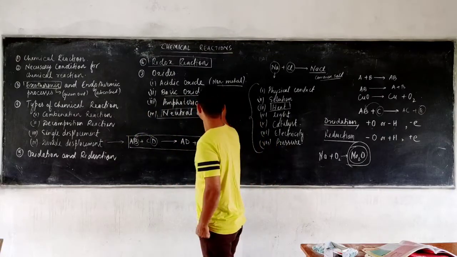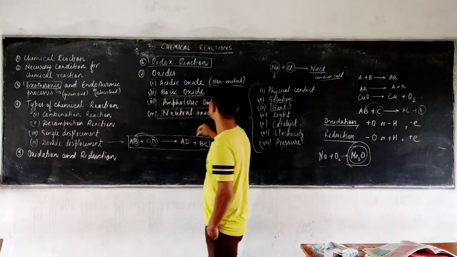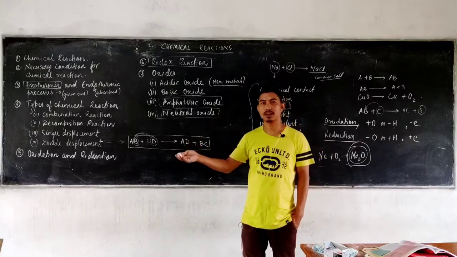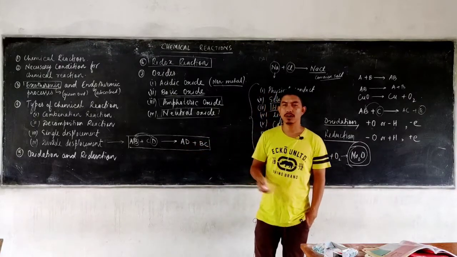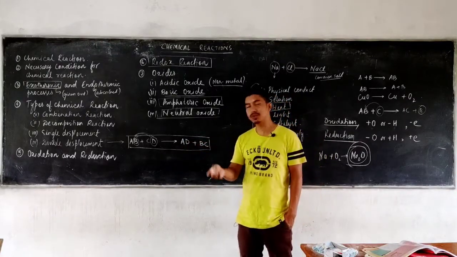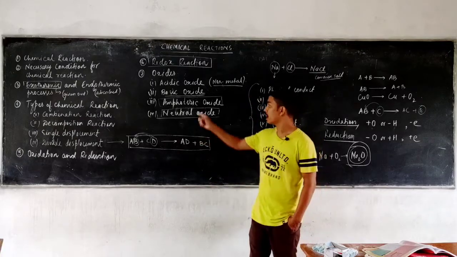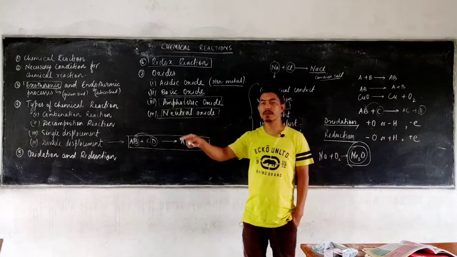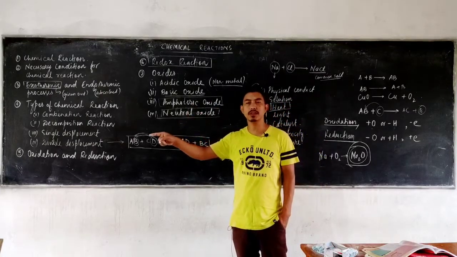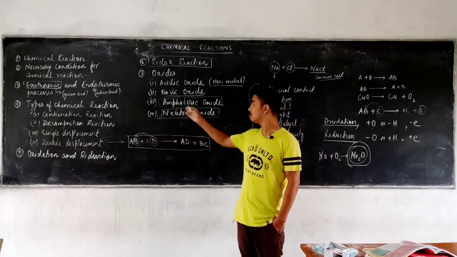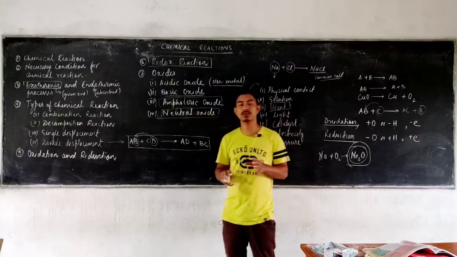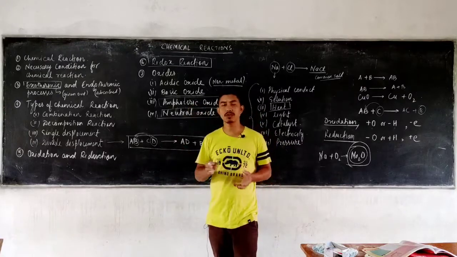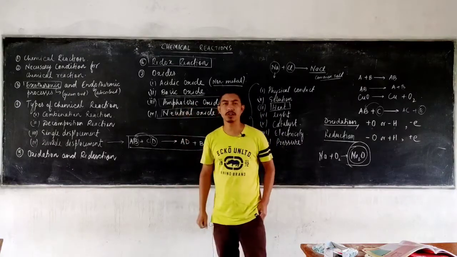Now coming to the last point, the amphoteric oxide. Amphoteric oxides are the ones which react with an acid to form salt and water, and they react with a base also to form salt and water. So the amphoteric oxide, when treated with an acid, behaves like a base, and when treated with a base, it behaves like an acid. That means the oxide which shows a dual nature, that of acid as well as base, is known as an amphoteric oxide.